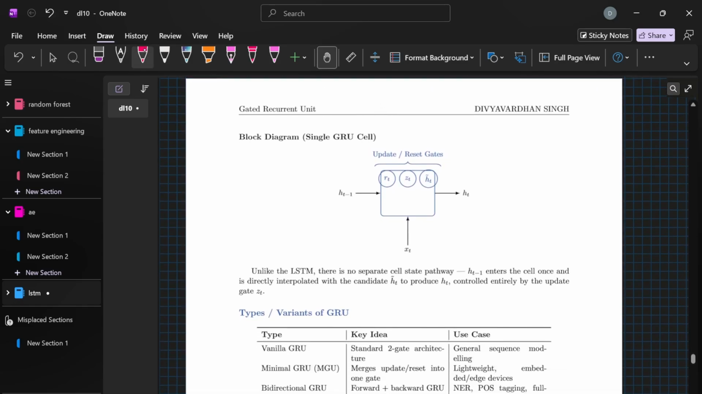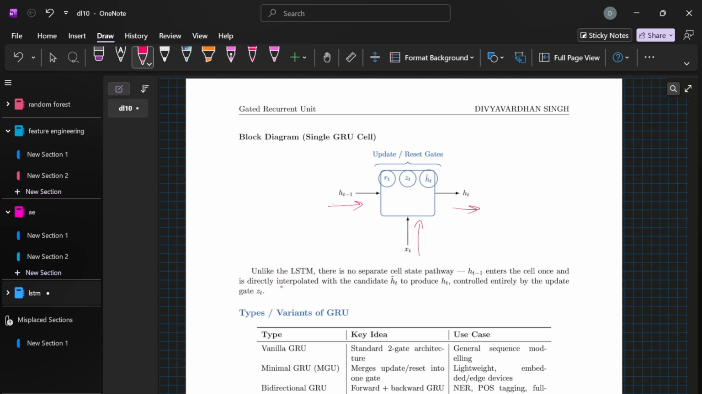Picture a single GRU cell. The previous hidden state h of t minus 1 comes in as input, and x of t comes in. Unlike LSTM, there is no separate cell state highway running through it. So h of t minus 1 enters the cell once and gets combined with the candidate and the update gate decides the final output.